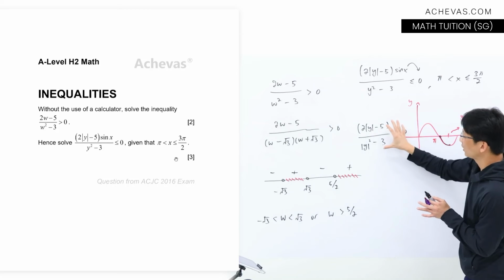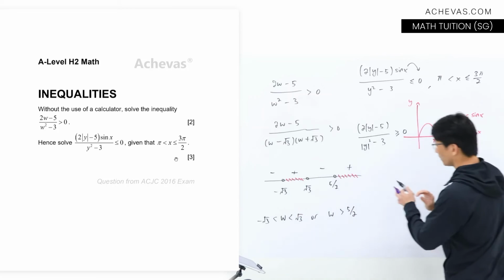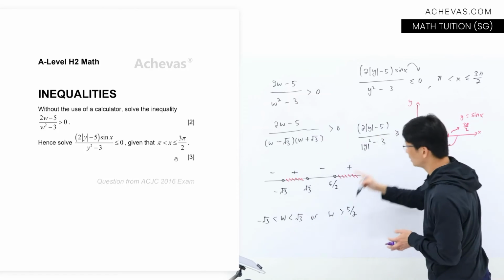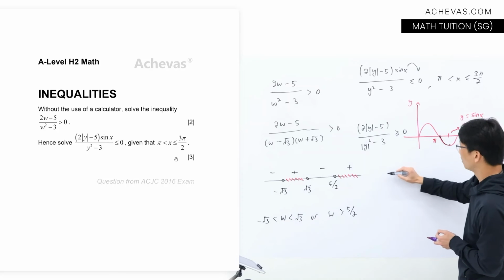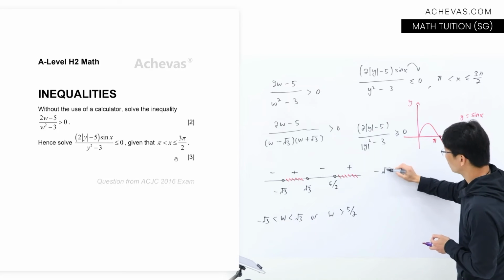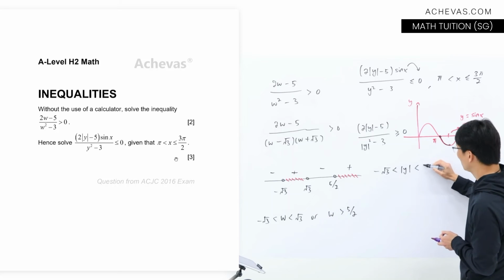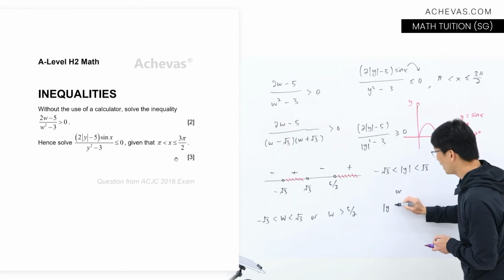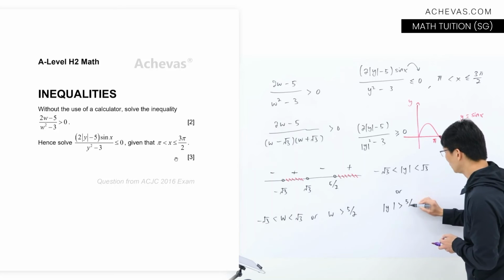But nevertheless, we can actually just make use of the previous part solution now. From here, if the solution of this is this, the solution of this is just replace our w with modulus of y. I will be able to get minus square root 3 less than mod y less than square root 3, or modulus of y, replace this with mod y, I'll get greater than 5 over 2.